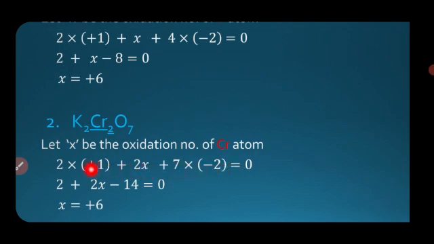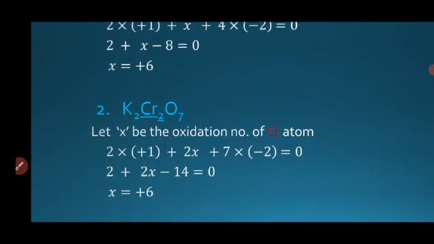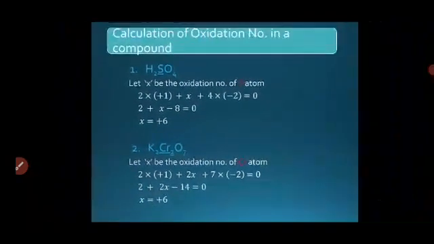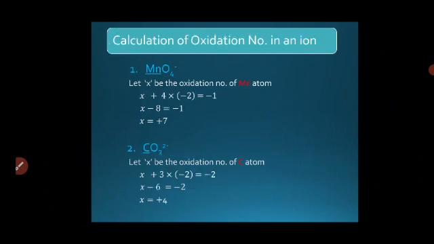So 2 into +1 is 2, plus 2X, minus 14. 7 into -2 is -14. Therefore -14 plus 2 is -12. 2X minus 12 is equal to 0. Therefore X is equal to what? +6. Now this +6 is of the individual Cr atom, that is the chromium atom. This is how you have to solve.